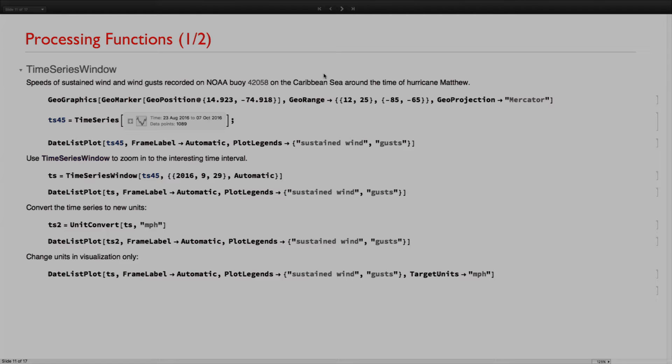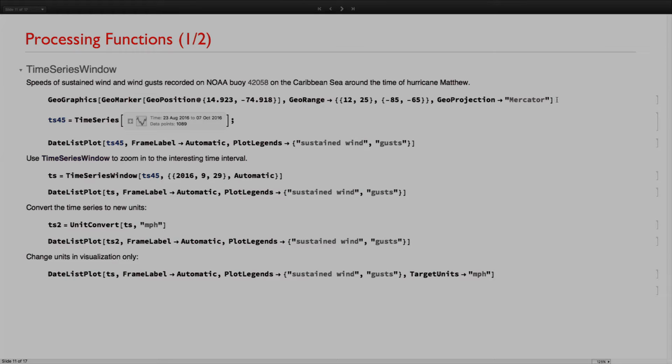Okay, a little bit on the processing functions. We have a whole list of functions which start with time series and something, and they are specifically designed to work with time series. I will have an example here for time series window, because it is something with weather, and I like to work with weather.